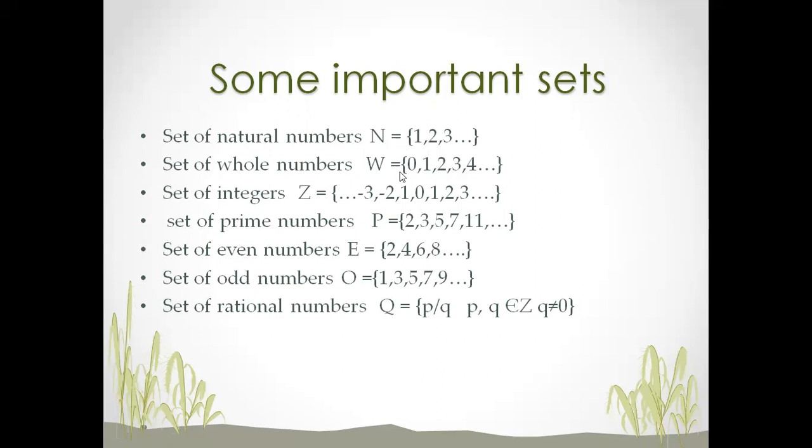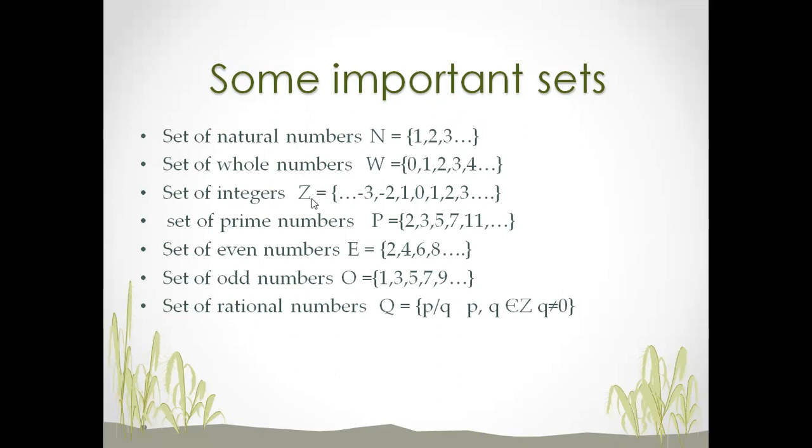Natural numbers and whole numbers. The difference between whole and natural numbers is 0. The natural numbers which include 0 make the whole numbers, and we name this set W.